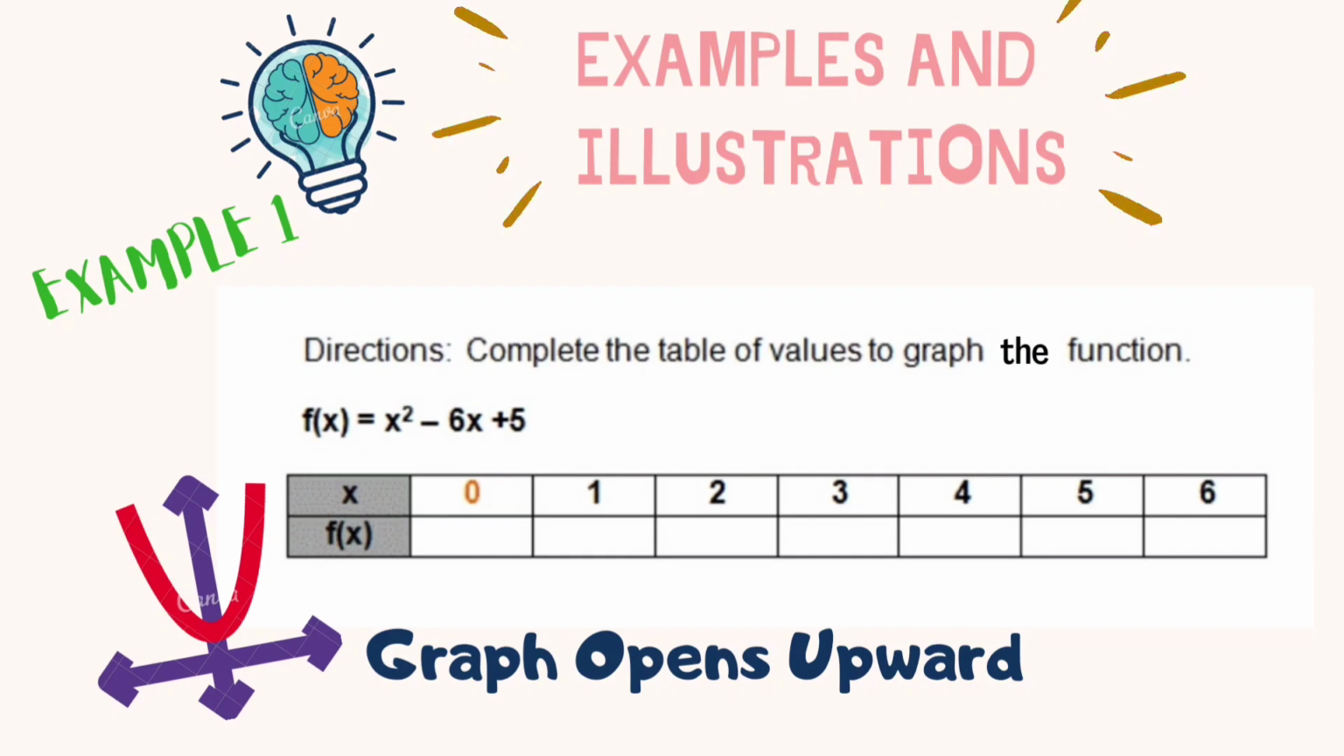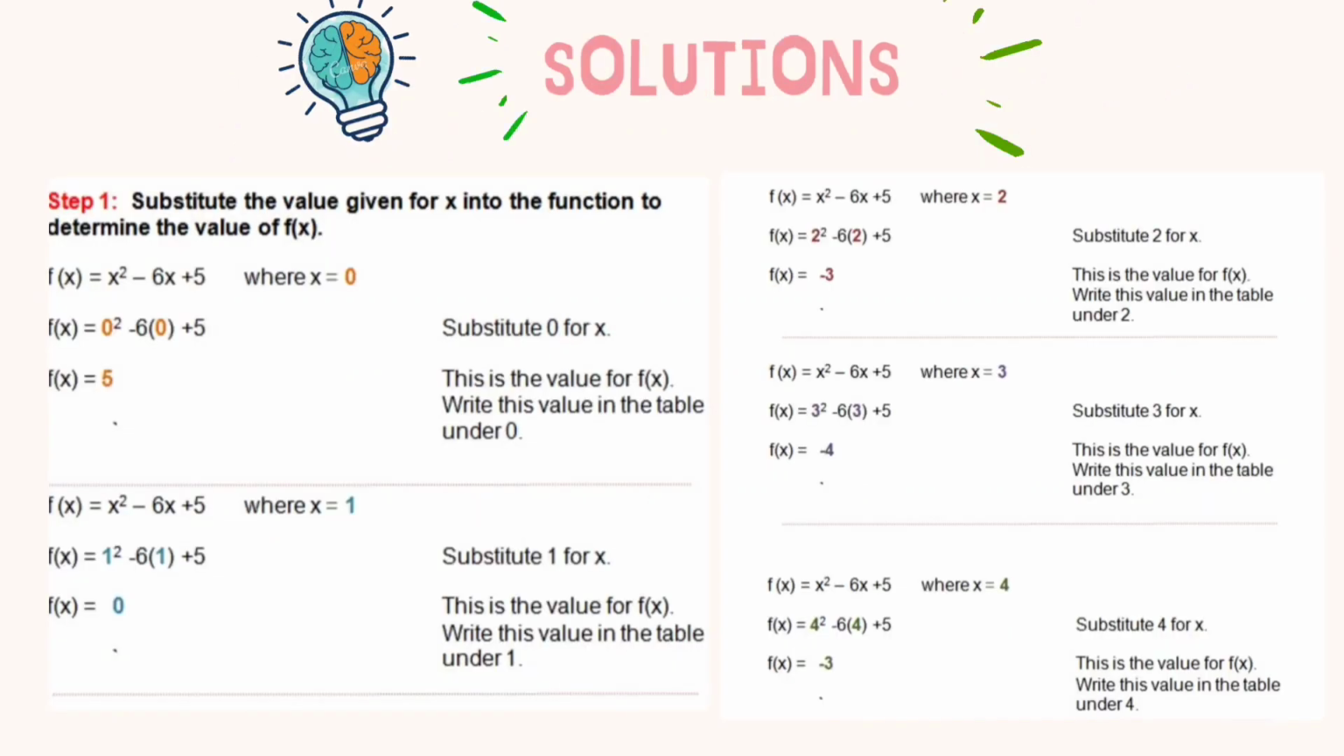To sketch the graph of the given quadratic function, we have to complete the table of values. We have to substitute the value given for x into the function to determine the set of y values. For f of x equals x squared minus 6x plus 5, where x is equal to 0, by substituting 0 for x, we will have f of x equals 0 squared minus 6 times 0 plus 5. Therefore, f of x or y is equal to 5.